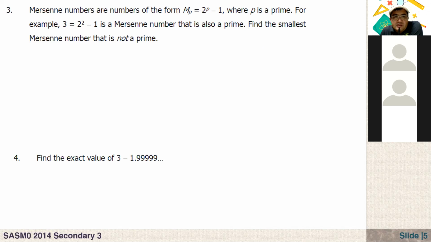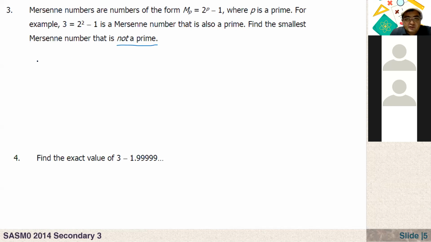Okay. Mersenne numbers are numbers of the form M sub p equals 2 to the power of p minus 1, right? Where p is a prime. You know what a prime number is, which has exactly two different factors, like 2, 3, 5, 7, 11, and so on. For example, 3 equals 2 squared minus 1 is a Mersenne number. That's also a prime number. Find the smallest Mersenne number that is not a prime.